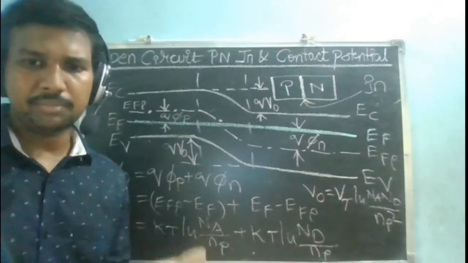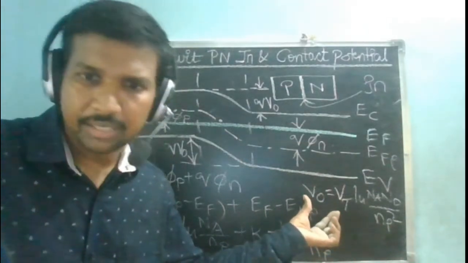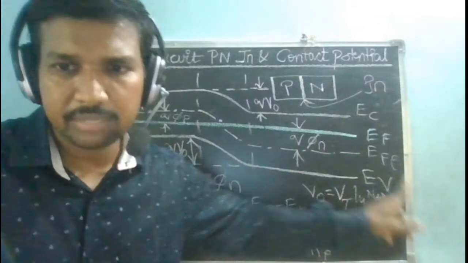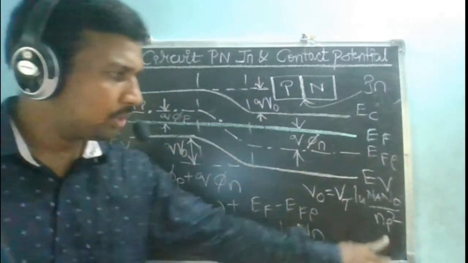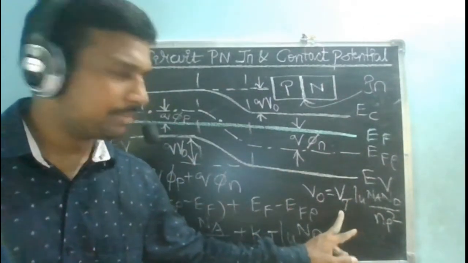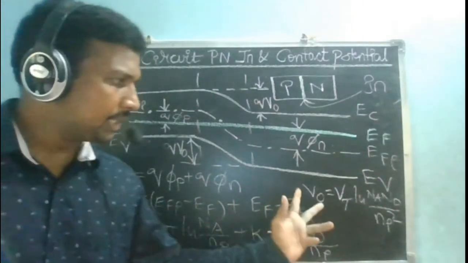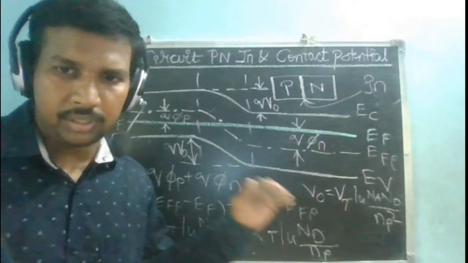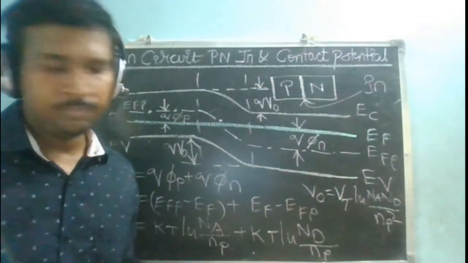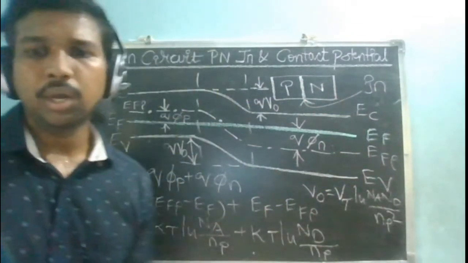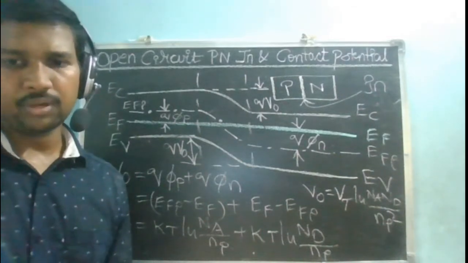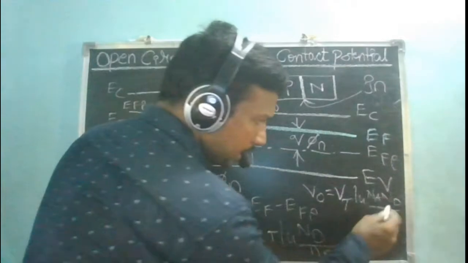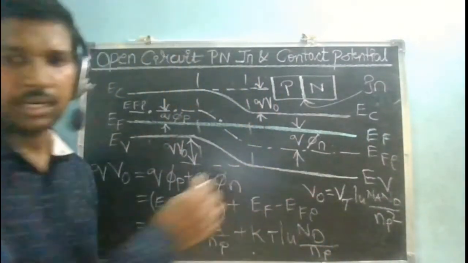So for a given semiconductor there is a fixed built-in potential, provided you specify how much Na and how much Nd there are. If you know the intrinsic carrier concentration and Vt at room temperature, then this V naught is fixed. But if you want to increase or decrease this V naught, you can do so with respect to your doping concentrations. Is this okay? So with an increase in doping concentration, your V naught increases.